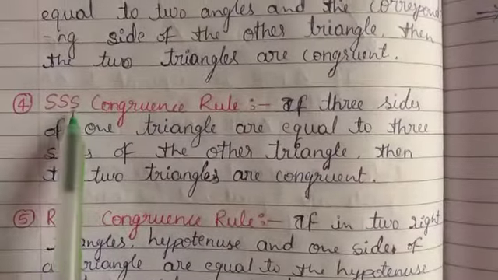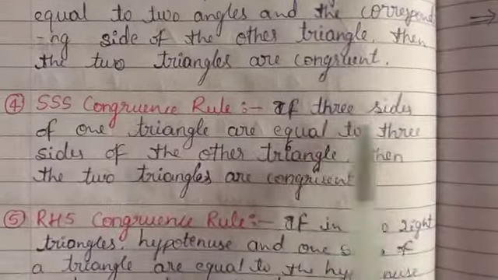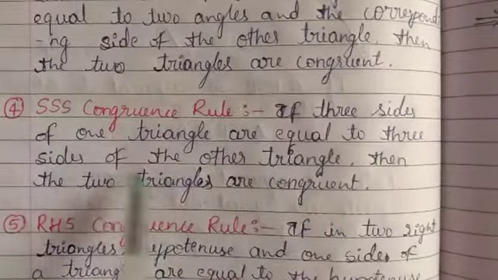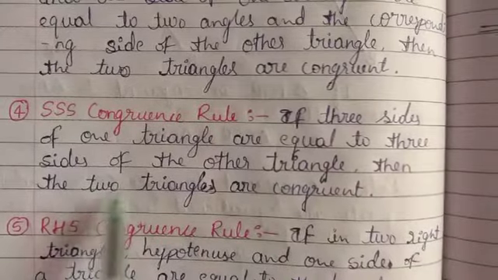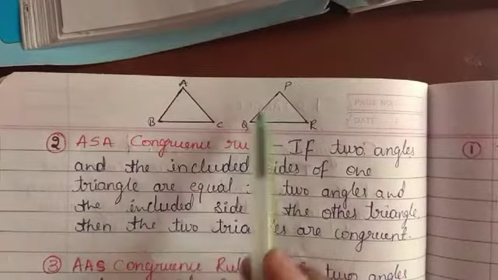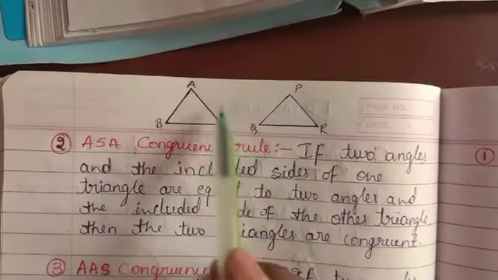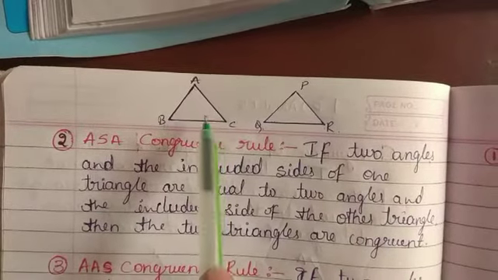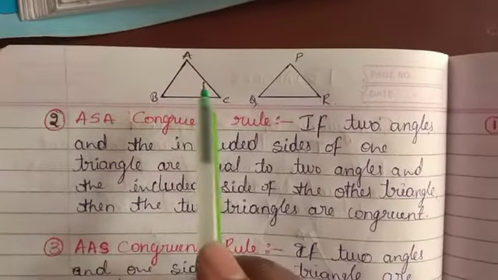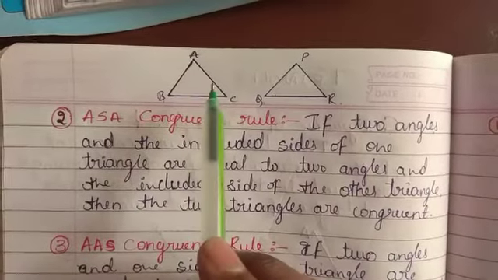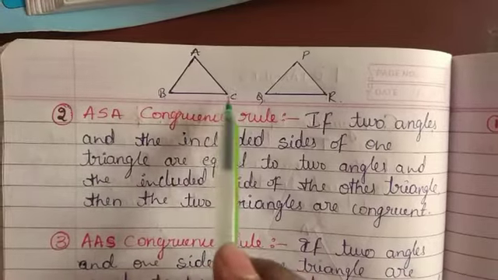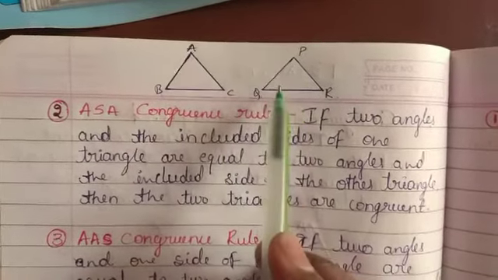Fourth one, the SSS congruence rule. If three sides of one triangle are equal to three sides of the other triangle, then the two triangles are congruent. See here. Suppose I have AB is equal to PQ, BC is equal to QR, and AC is equal to PR. Then by using the SSS congruency rule, I can say these two are congruent. Triangle ABC is congruent to triangle PQR.